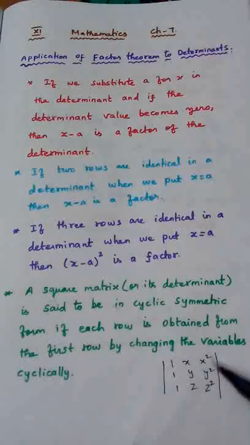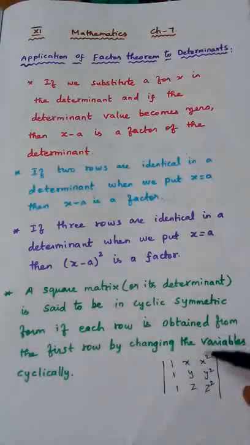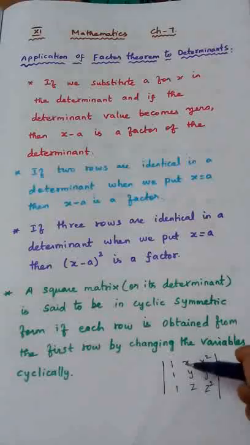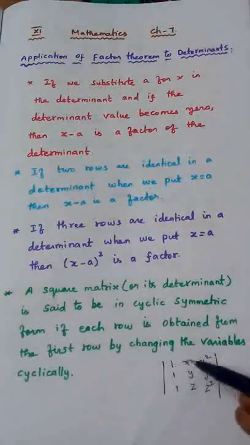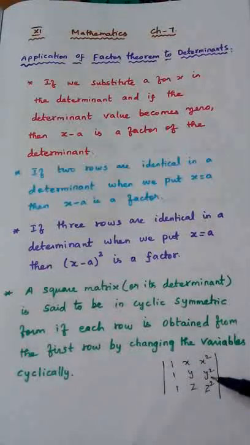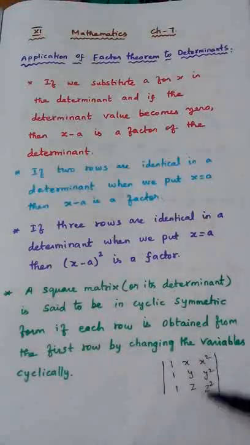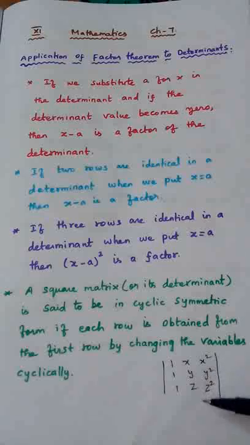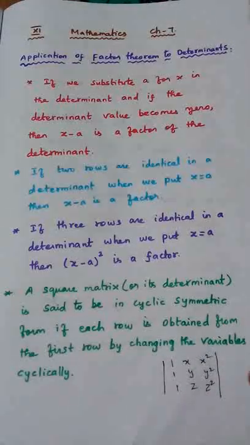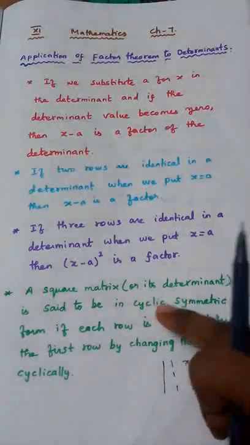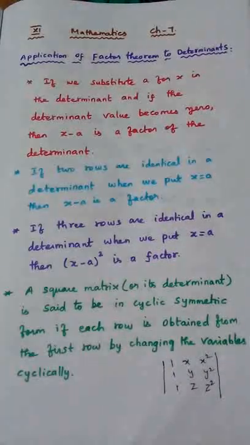I can call this determinant cyclic symmetric because the second row can be obtained from the first row by changing x to y. If I change x as y, this becomes 1, y, y square, that is the second row. If I change the first x as z, the third row will come. So if a determinant is like this, then we will say this determinant is in cyclic symmetric form.